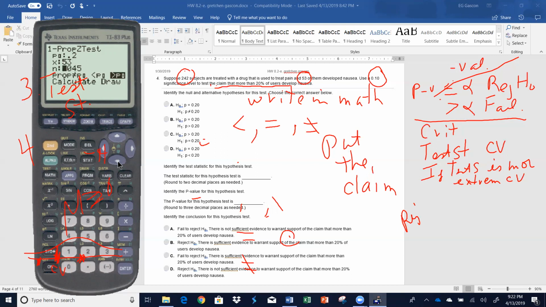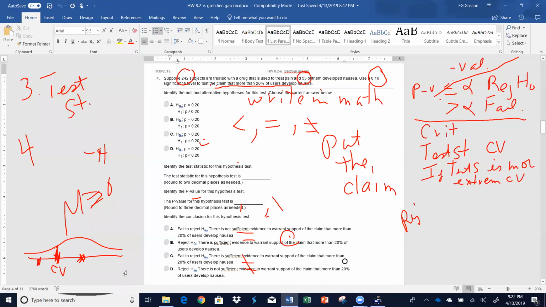N is 242. And the claim is greater than, it's already there, so I don't have to change that. And I calculate. Okay, so there's my Z score, my Z test statistic. It's 0.74 to 2 decimal places. My p-value, to 3 decimal places, is 0.229, so that rounds up to 0.230.